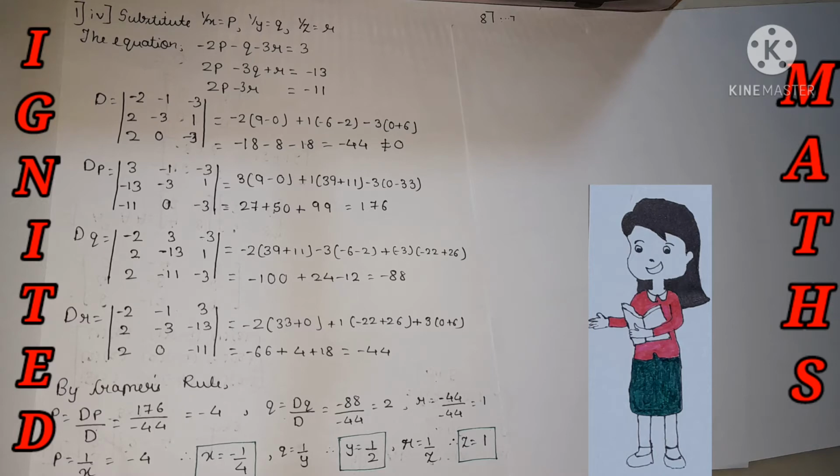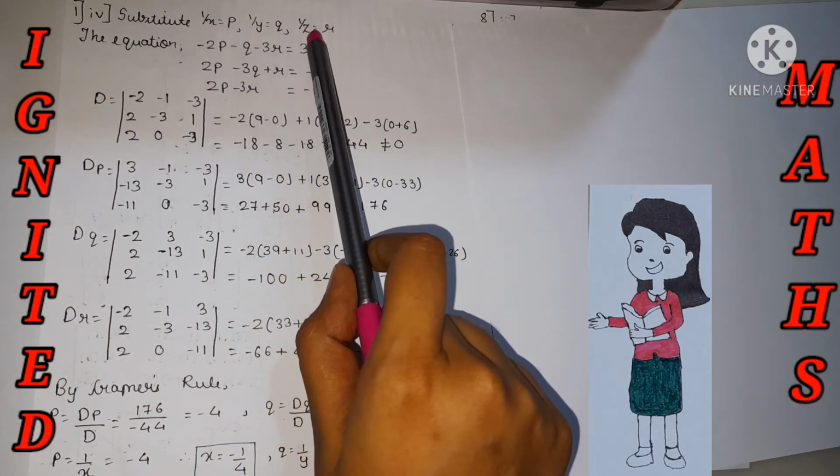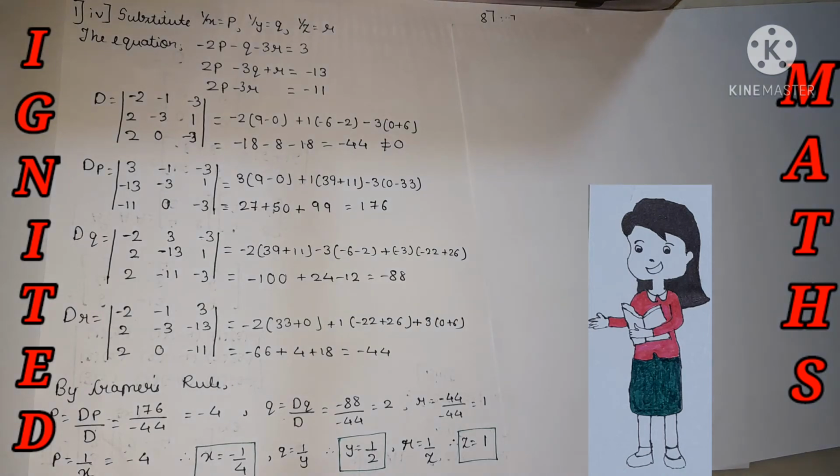We got the answer. Now let's put the Cramer's rule formula, that is p is equal to dp by d, q is equal to dq by d, and r is equal to dr by d. Let's substitute the values respectively, and we got the answer also. Now we have the p value, q value and r value, but from the question given, we substituted 1 by x is equal to p, 1 by y is equal to q and 1 by z is equal to r. We need to resubstitute it. That's what I have done over here.